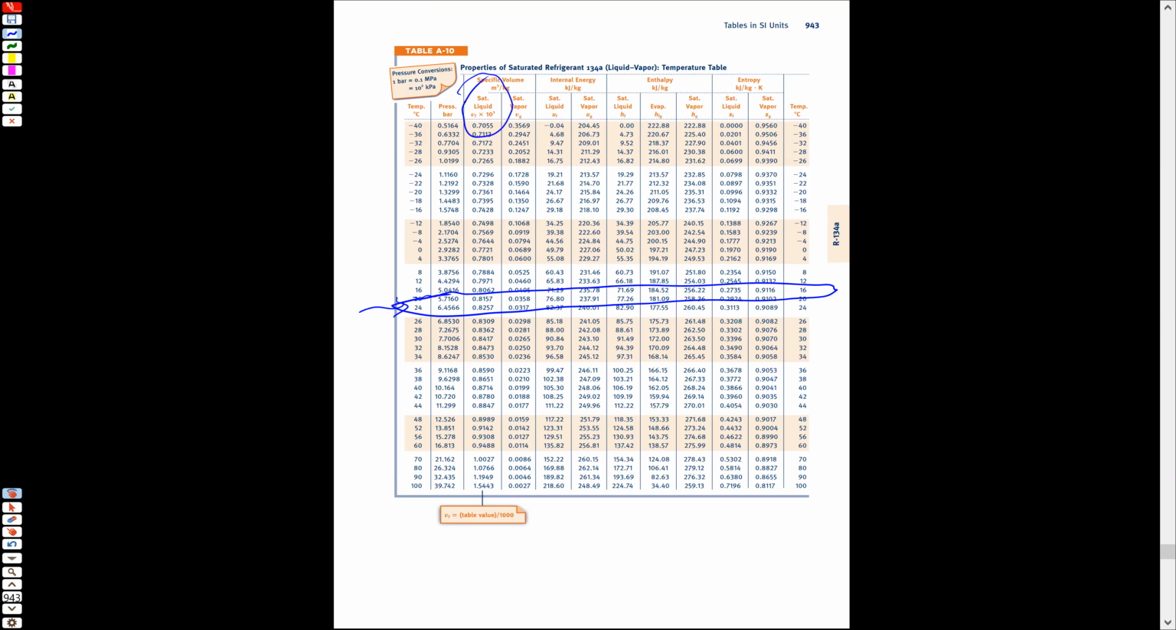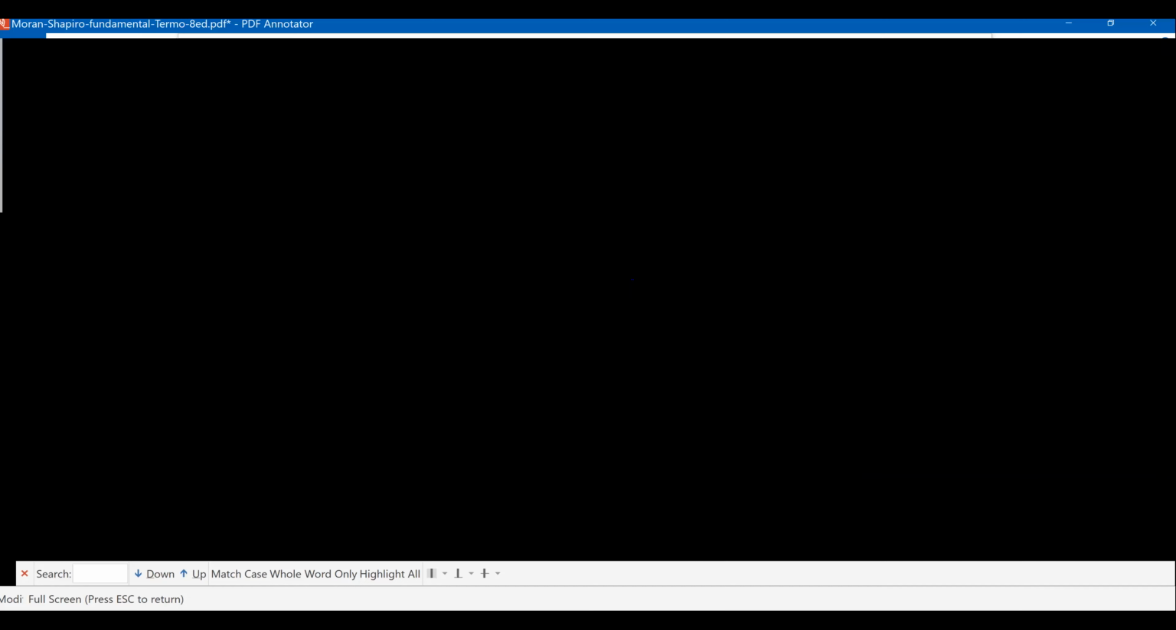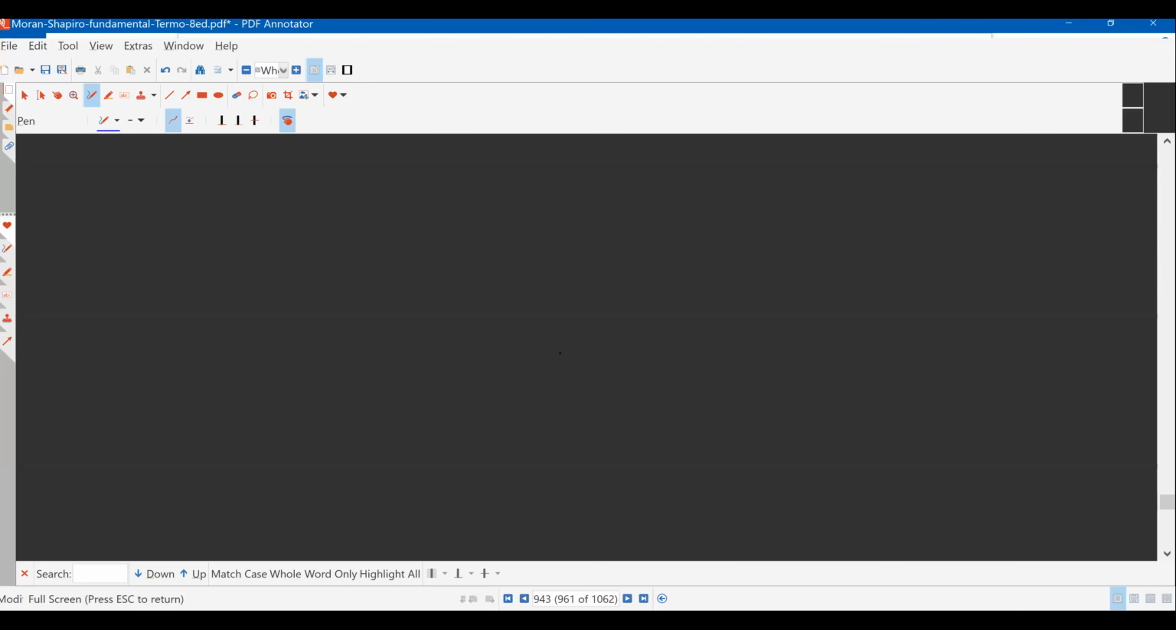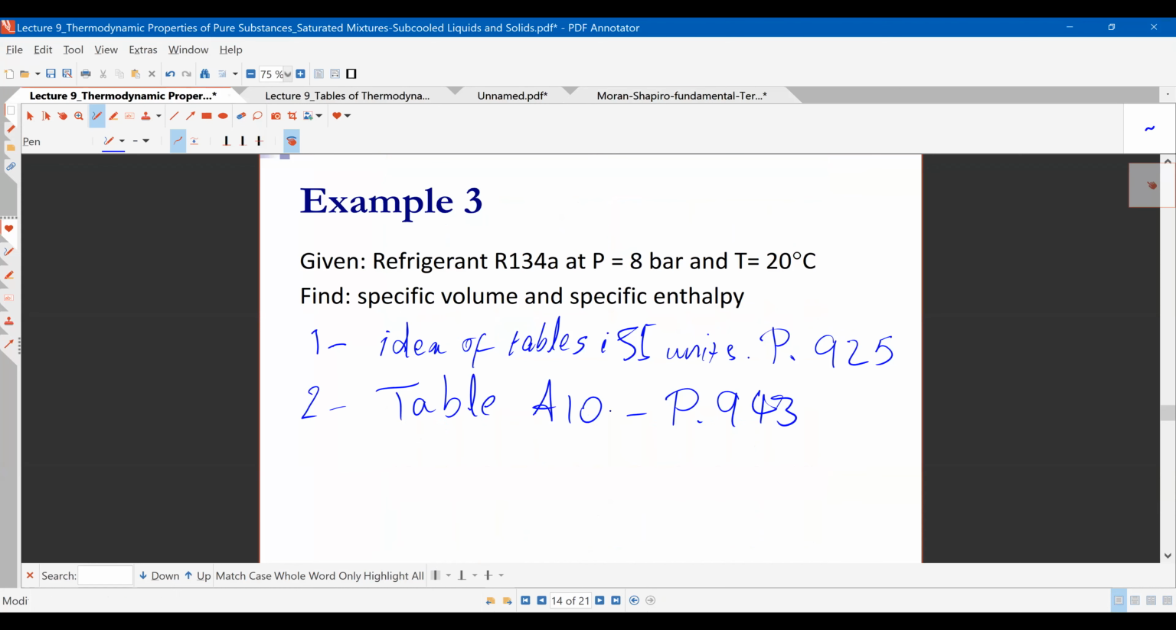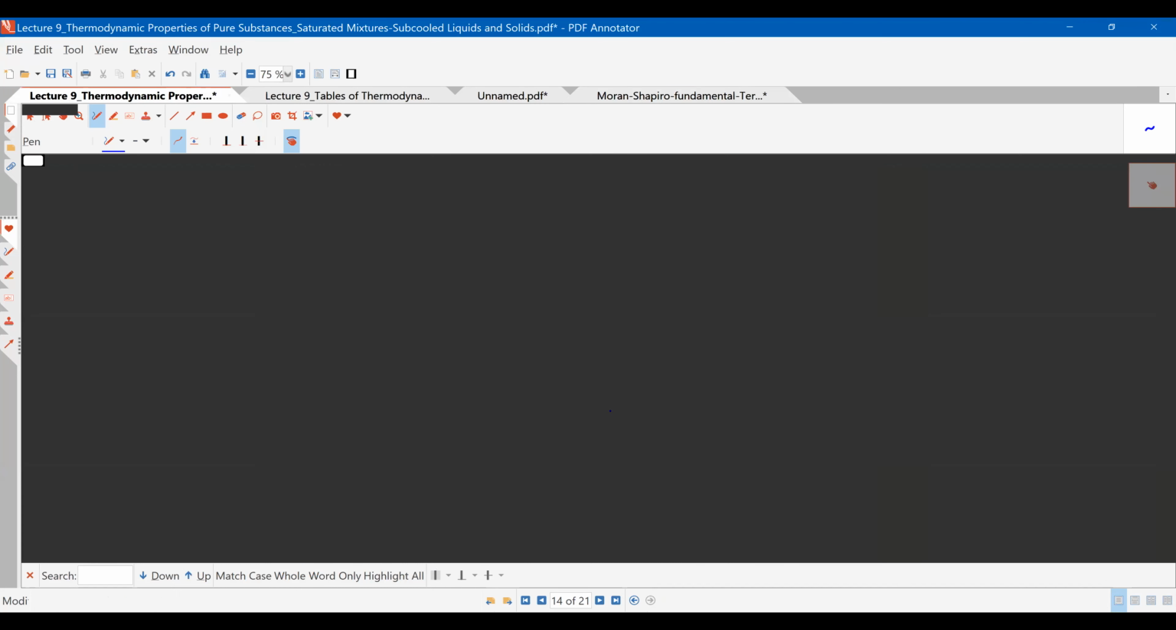And in my table, it says VF times 1,000. Whatever you read in this column is multiplied by 1,000, okay? Keep that in mind. So the specific volume is 0.8157, but it is multiplied by 1,000. So let me go and write down the result.